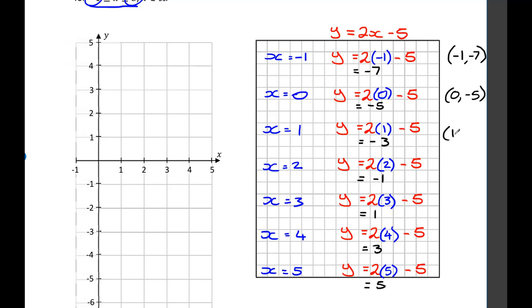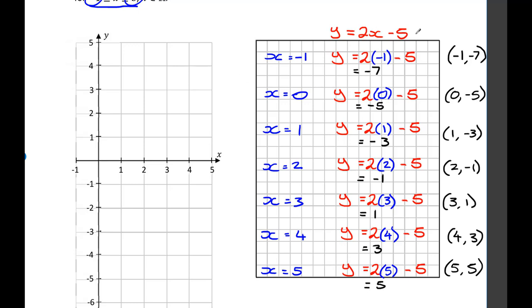When x is 1, y is minus 3. When x is 2, y is minus 1. When x is 3, y is 1. When x is 4, y is 3. And when x is 5, y is 5. So the pattern is we go up by 2 each time, okay? That's because of the 2 in front of the x.